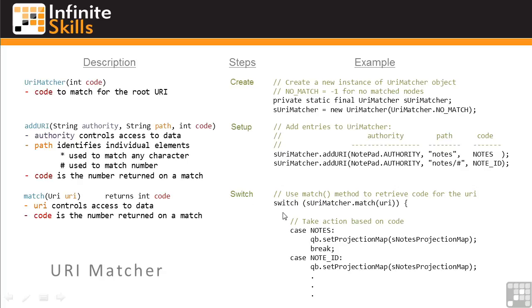Finally, in the switch step, the match method of the URI Matcher object we created is used to send the execution sequence to the appropriate case statements for the corresponding URI. The first is for notes, the second for notes ID, followed by any others we might have. And now let's take a look at the Notepad sample app code that implements the URI Matcher.